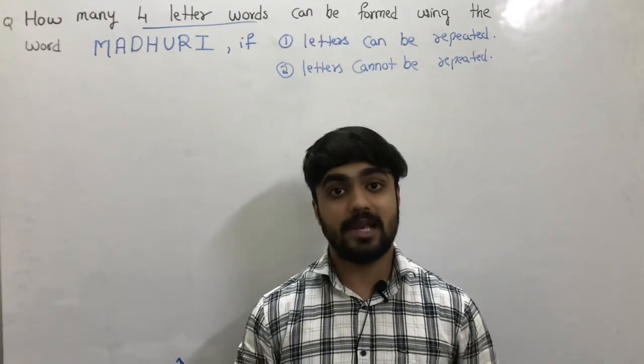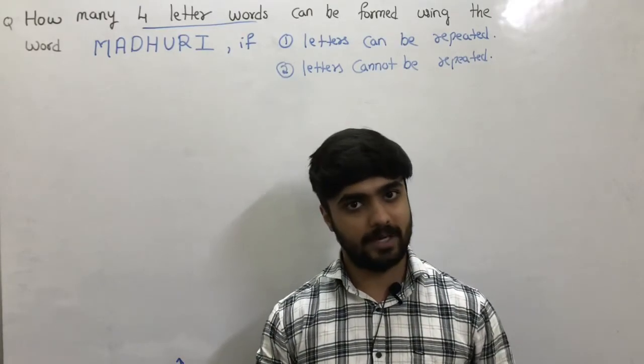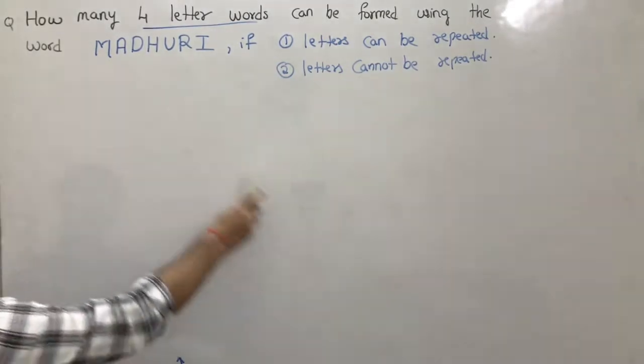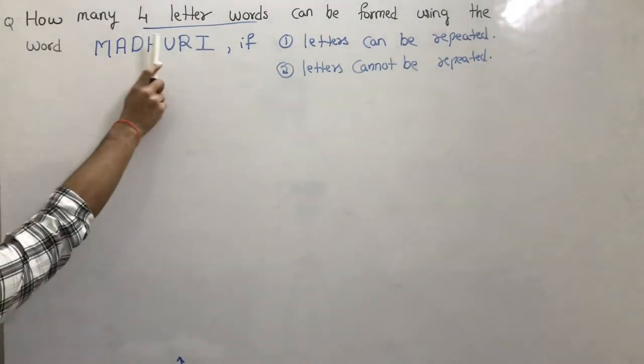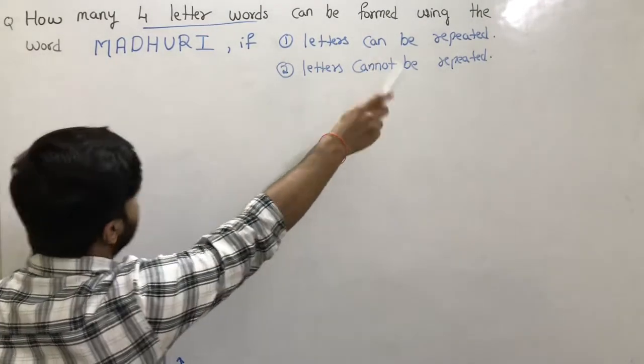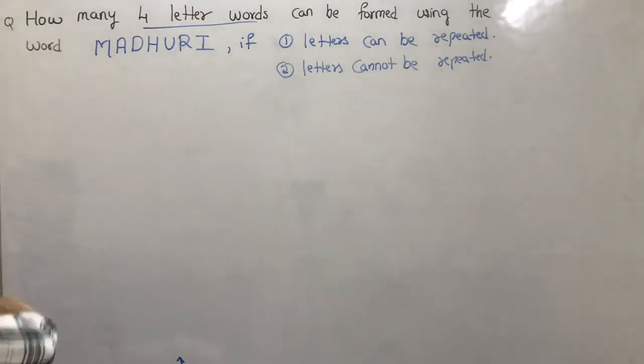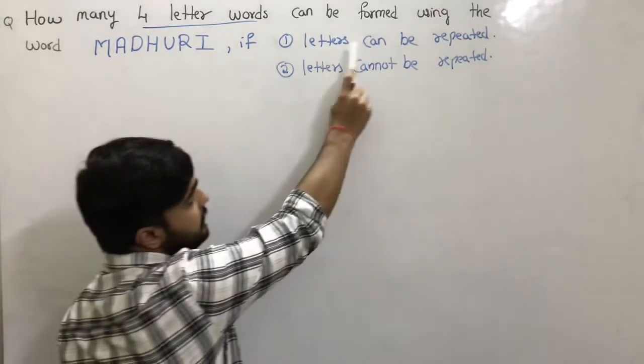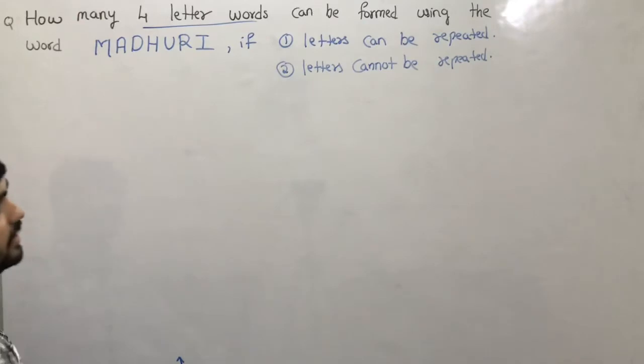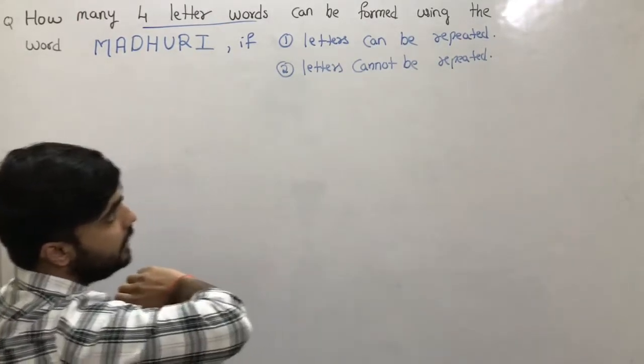Hello everyone. So let's begin with numericals of permutation. Our first numerical is: how many 4-letter words can be formed using the word Madhuri, where the first condition is that letters can be repeated, and the second condition is that letters cannot be repeated.